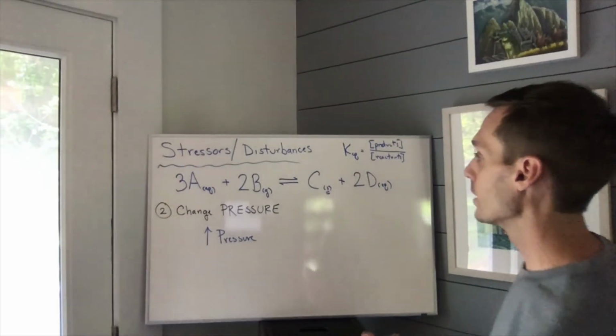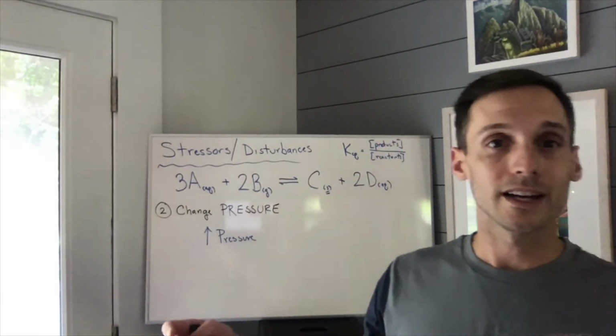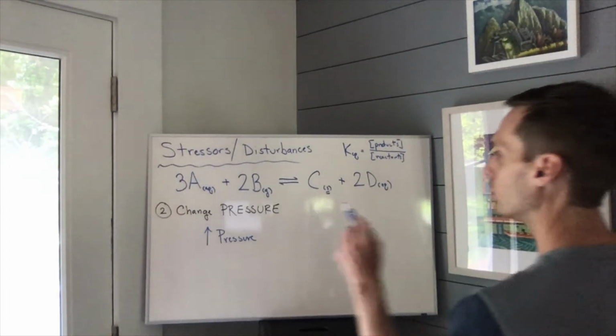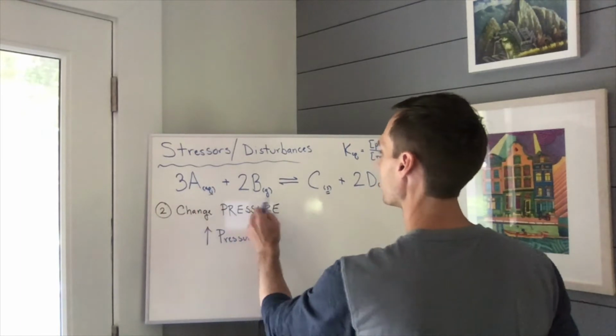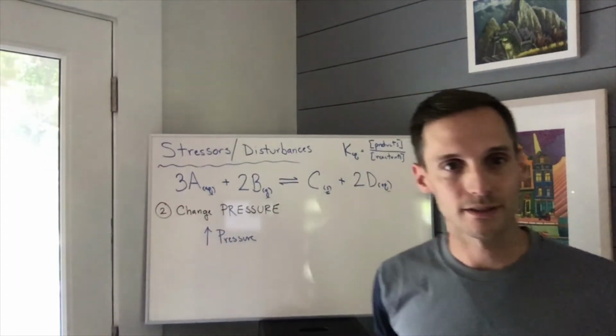Okay, so it's going to kind of counteract that additional pressure by trying to get rid of gas. Okay, so what you want to do to see which side is going to be favored or which way you're going to shift is you have to look at the substances that are in the reaction and their states as well as their coefficients, okay?